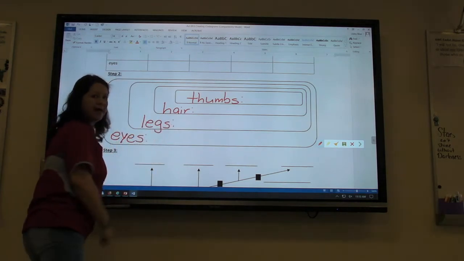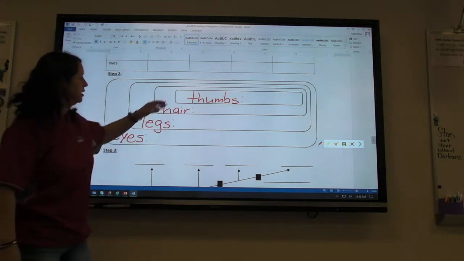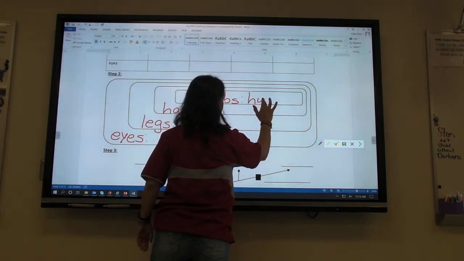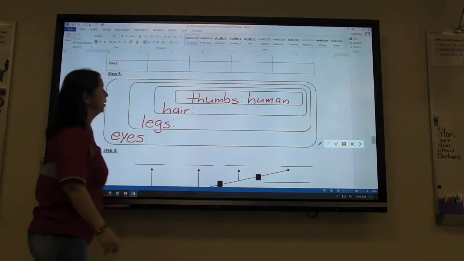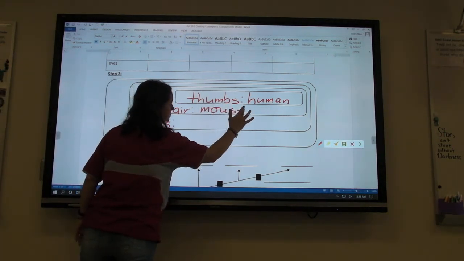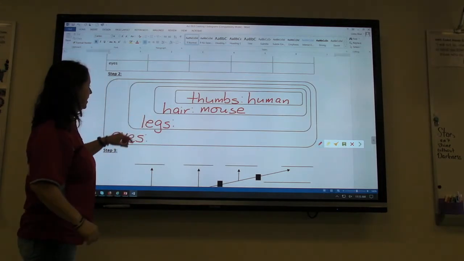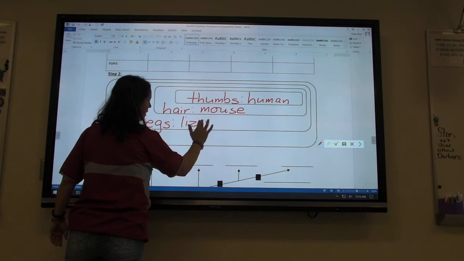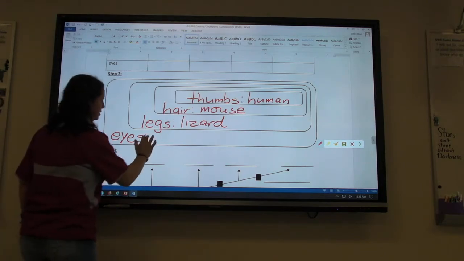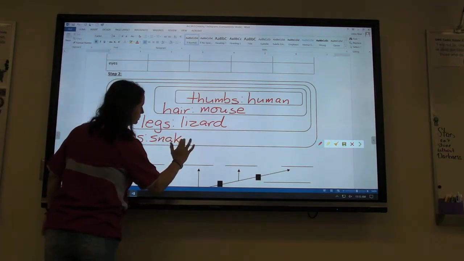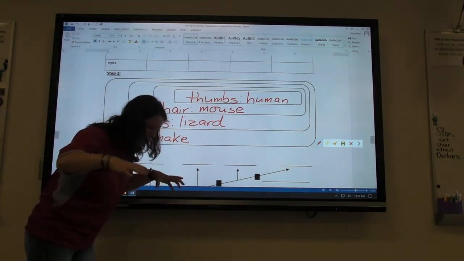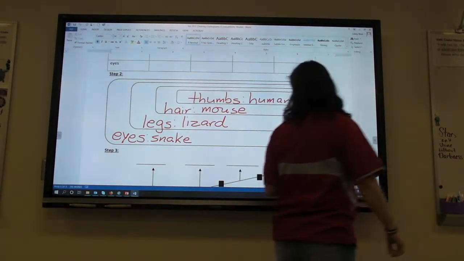What organism has all 4 characteristics? Thumbs and hair and legs and eyes, that's the human. So the human goes at the top. What organism has hair and legs and eyes? That's the mouse. What organism has just legs and eyes? That's the lizard. And what about the organism that only has eyes? That's the snake. And so that is how you would build your pyramid. Again, remember this is a pyramid that you're looking down on. And so that's how you do that part.